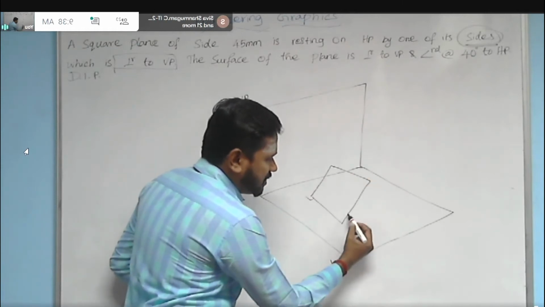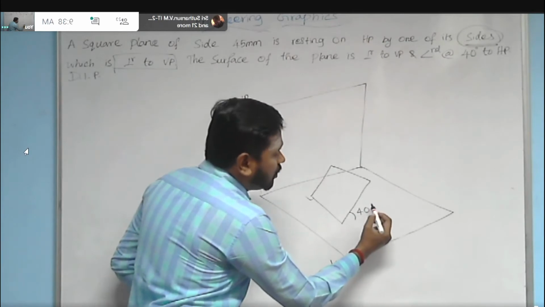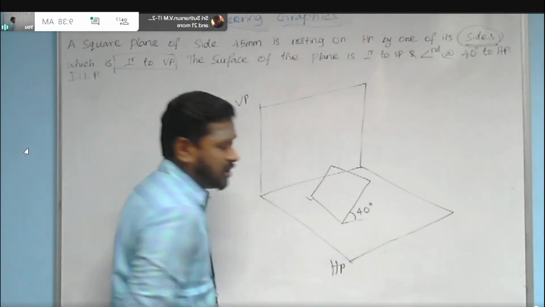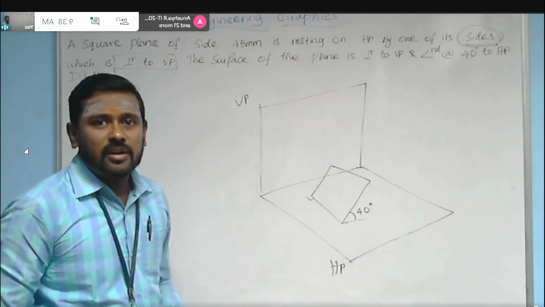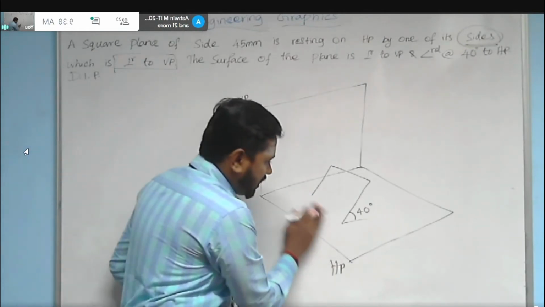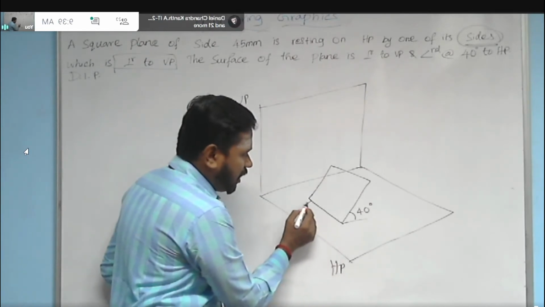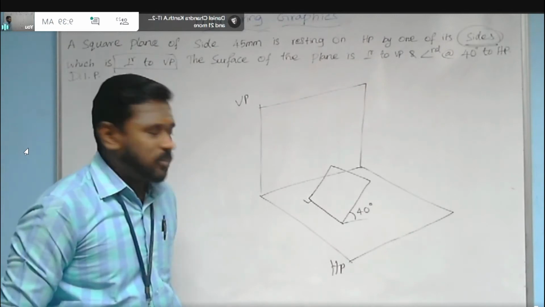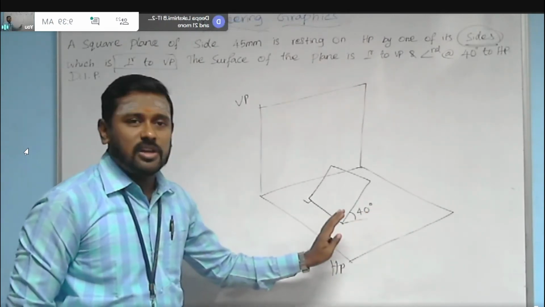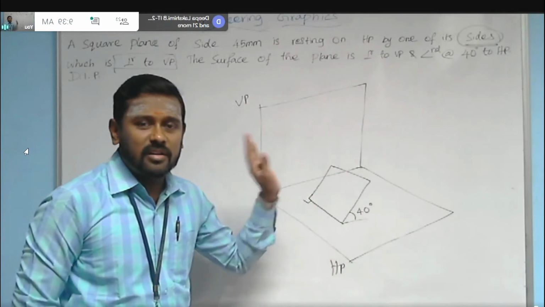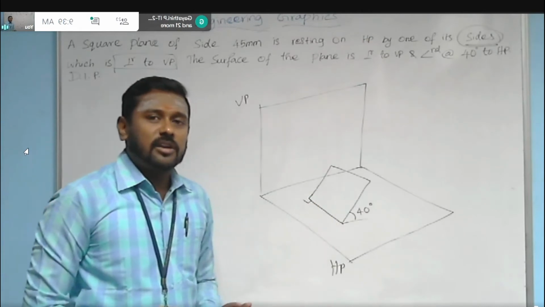and the surface of the plane is inclined at 40 degrees to HP. In this way your square plane is going to rest on HP. The side which is resting is purely perpendicular to the vertical plane, and the surface is inclined at 40 degrees to HP. In this way your square plane is resting on the horizontal plane. In that manner, how will you get the front and top views?